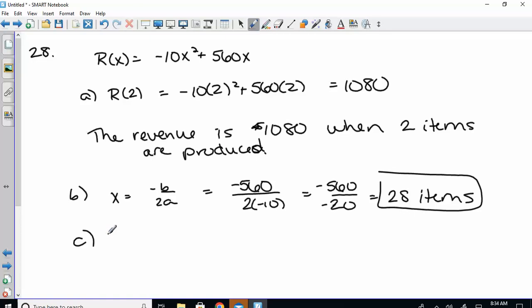Part C, how do we get the maximum revenue? Plug it in. So if you plug in the 28, you get 7,000. So make sure you put a label on that. That is money, so that is dollars. How did I do real quick?